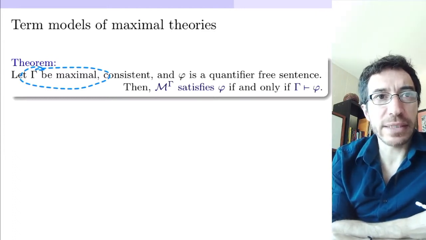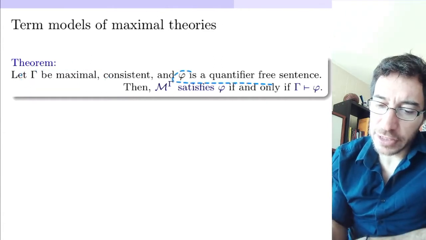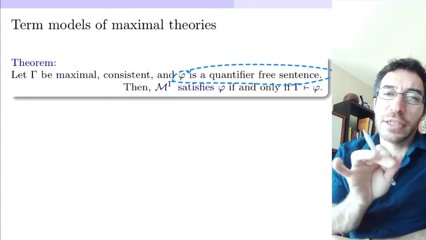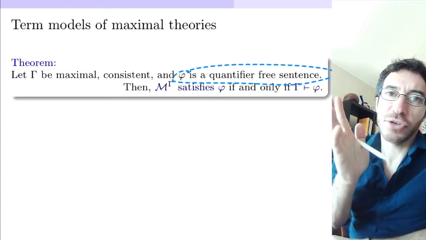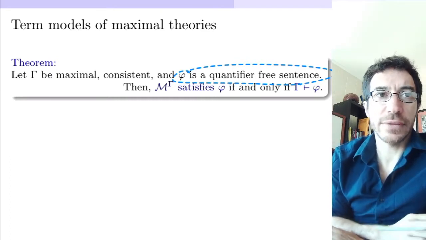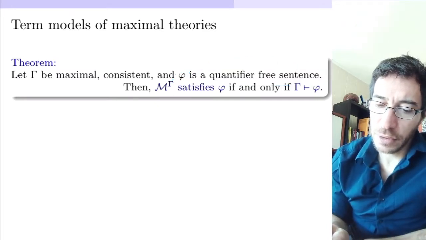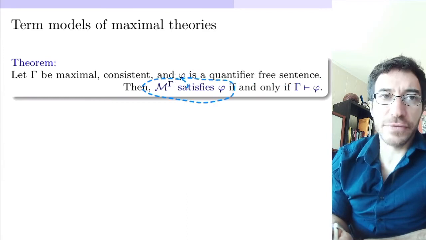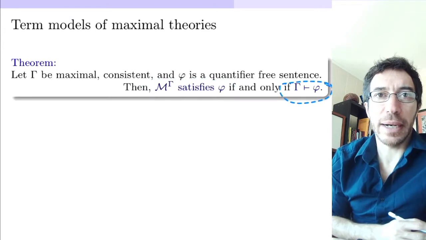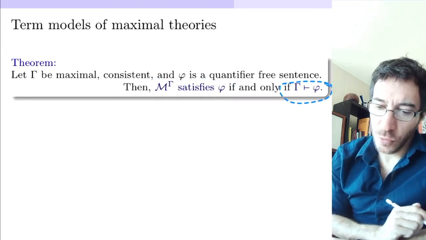So the theorem says that if you're maximal and consistent, and phi is a quantifier-free sentence, so it's a sentence that uses no quantifier, built out of atomic formulas using just negation, or, implies, the sentential connectives essentially, but not quantifiers, and it's a sentence, so it also has no free variables, then this formula is satisfied in the term model if and only if it is true in gamma. So let's see why that's the case.